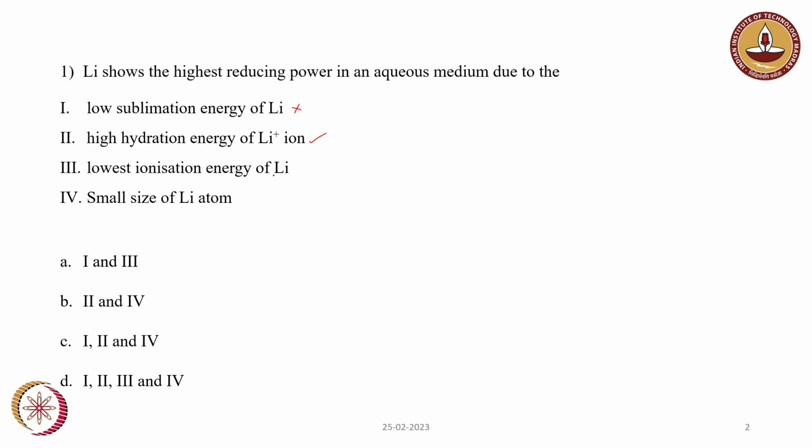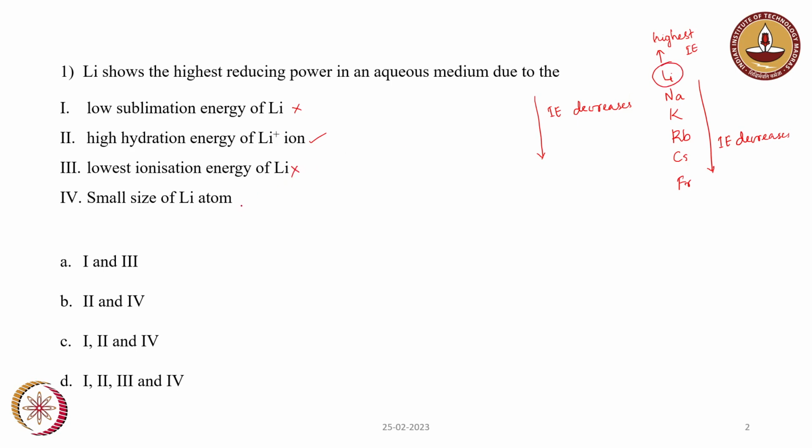And third one is lowest ionization energy of lithium. When you move down a group, ionization energy decreases, that we know. So in the group, lithium is at the top, then sodium, potassium, rubidium, cesium, and francium. When moving down the group, ionization energy decreases. So lithium has the highest ionization energy in the group. So the statement is wrong.